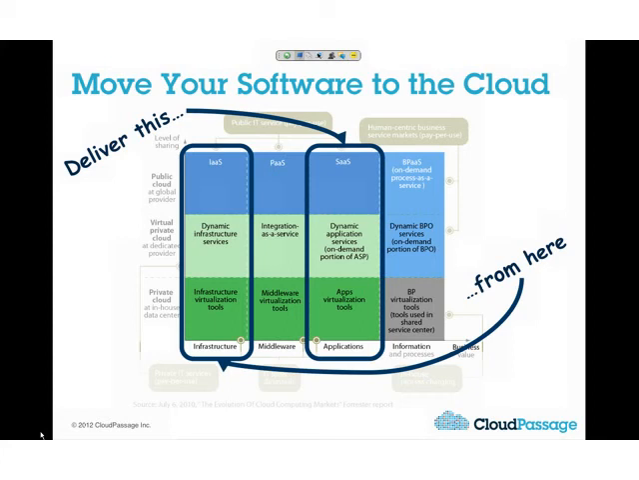Instagram is a good example. They got bought for $1 billion yesterday. They didn't buy a single server. They leased everything out of Amazon to build that business.